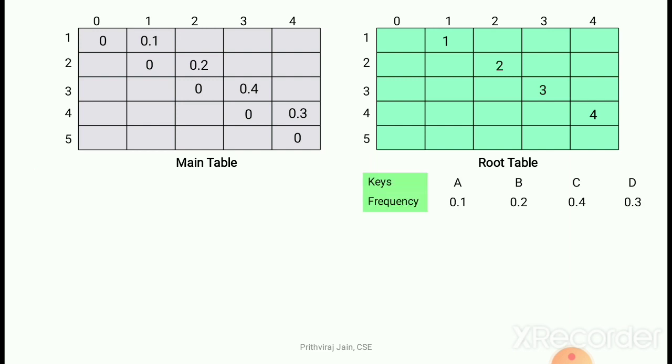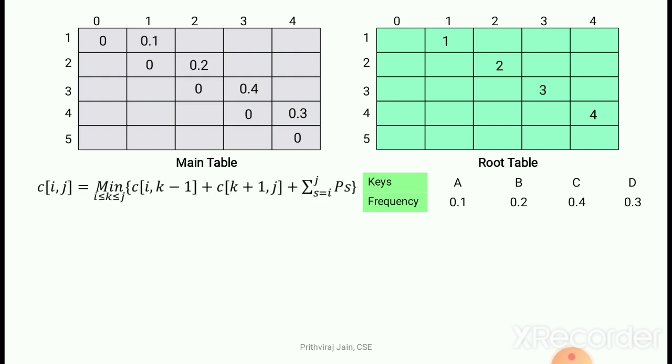Now our intention is to find C of 1 comma 2. After C of 1 comma 2, next we find C of 2 comma 3, not C of 1 comma 3. After C of 1 comma 2, we have to find C of 2 comma 3. Then we have to find C of 3 comma 4. After that we come to C of 1 comma 3, then C of 2 comma 4. Lastly, we come to C of 1 comma 4. In that way we have to calculate the values.